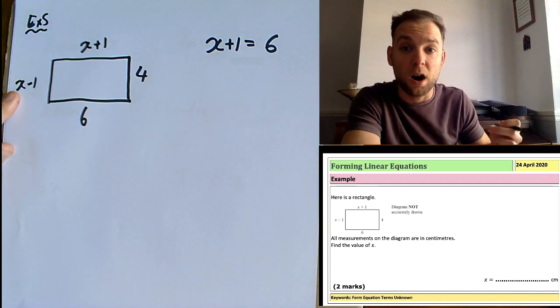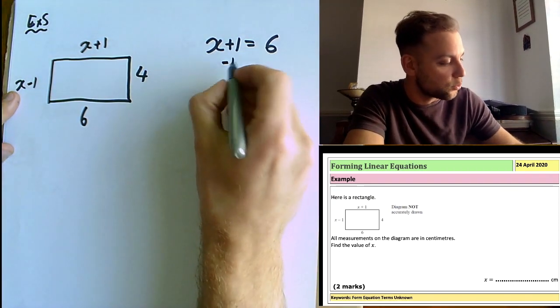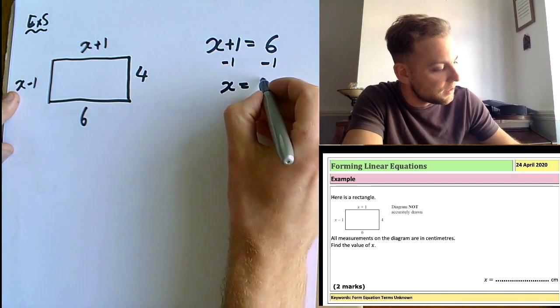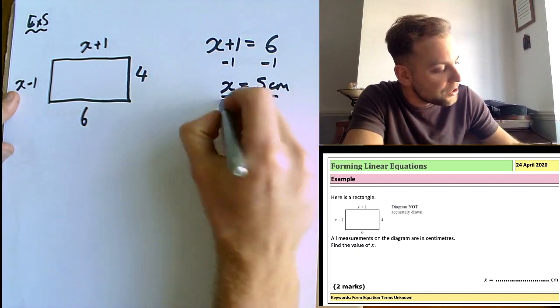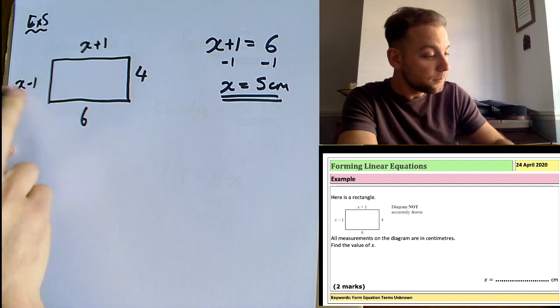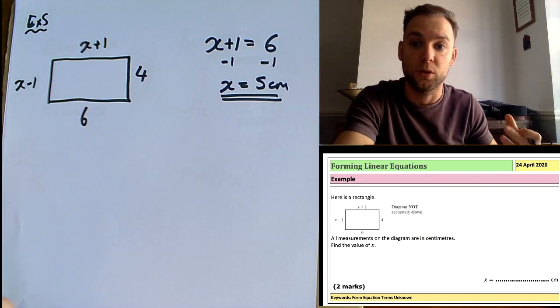And this is worth 2 marks. So to solve this, I'm going to subtract 1, subtract 1. So x is equal to 5 centimetres. And we're actually done there. However, they've thrown in this curveball to try and confuse you.